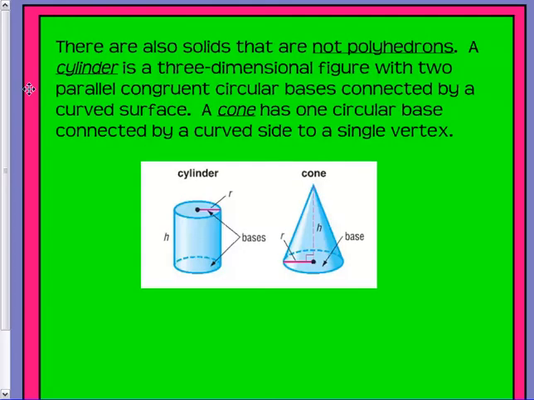There are also solids that are not polyhedrons. For example, a cylinder and a cone. Again, you might want to either print these notes out or sketch them yourself. A cylinder is a can shape, okay? Now, you can't call it a can, we call it a cylinder, okay? A cone, think of an ice cream cone. If it was flipped over, you could store your ice cream in it.